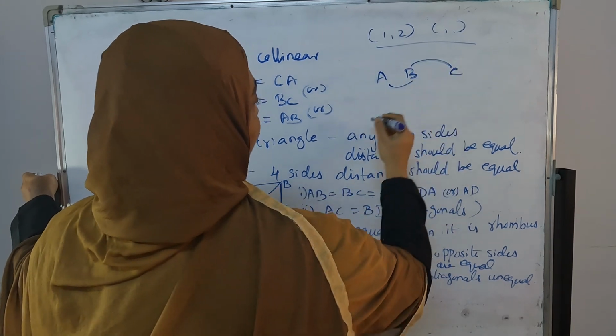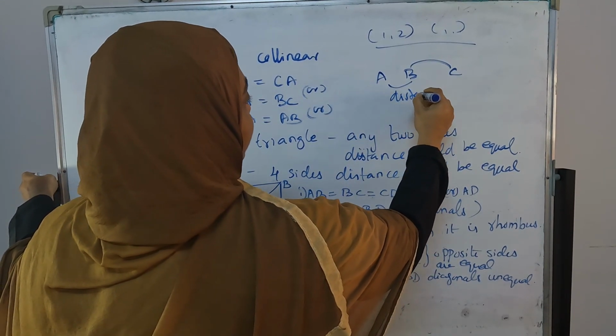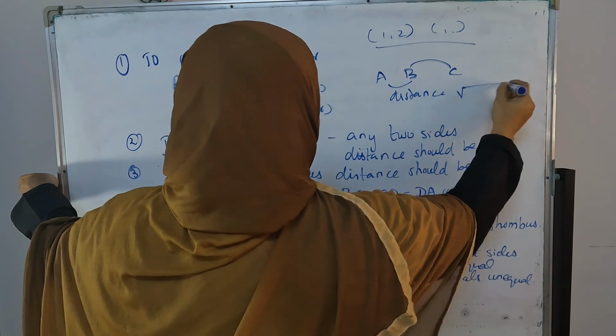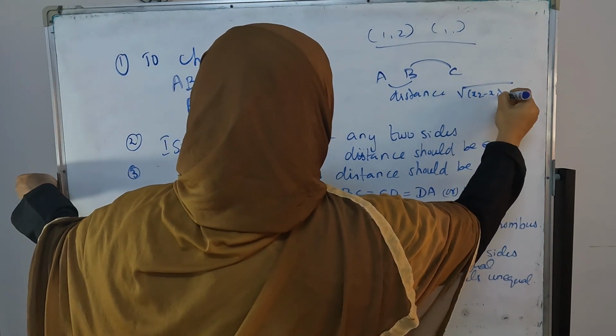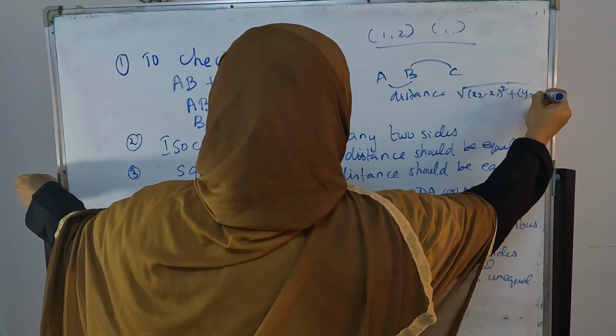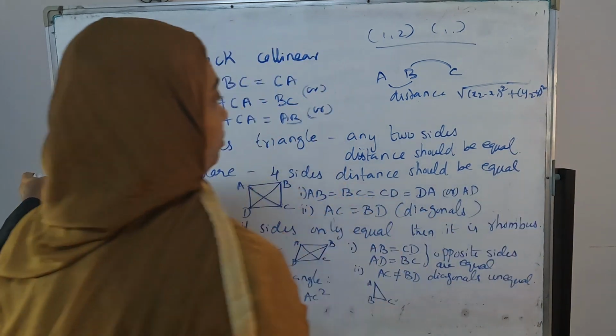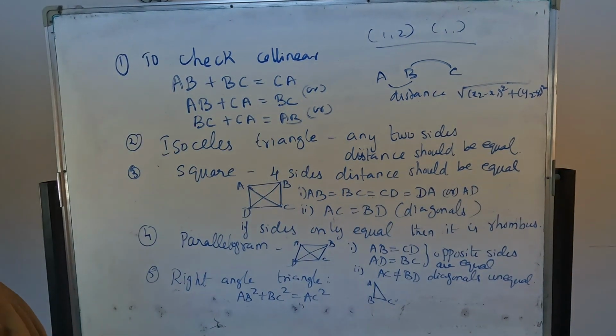Distance between the points, you have to find the distance using the distance formula only. What is the distance formula? Root of (x2 minus x1) the whole square plus (y2 minus y1) the whole square. This formula you have to use. Then we come to the isosceles triangle.